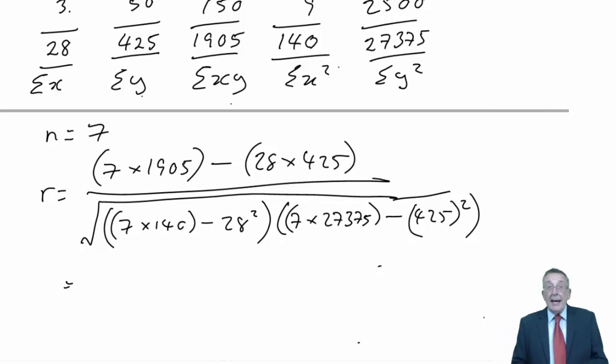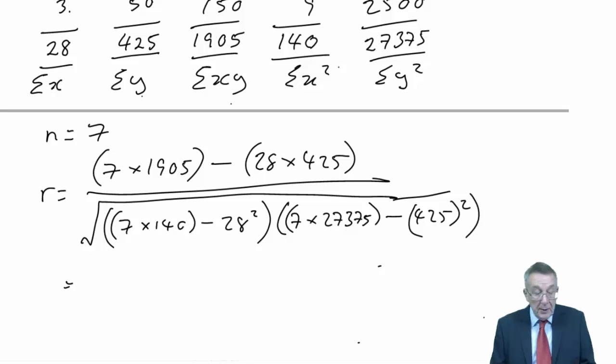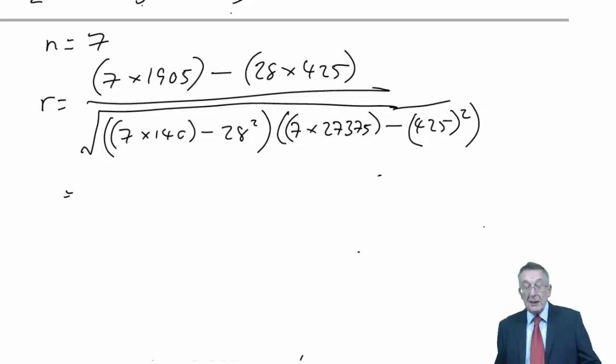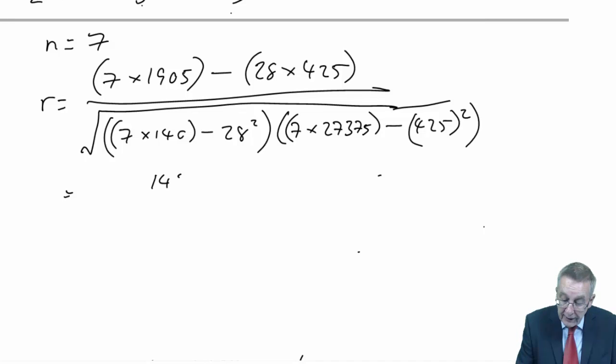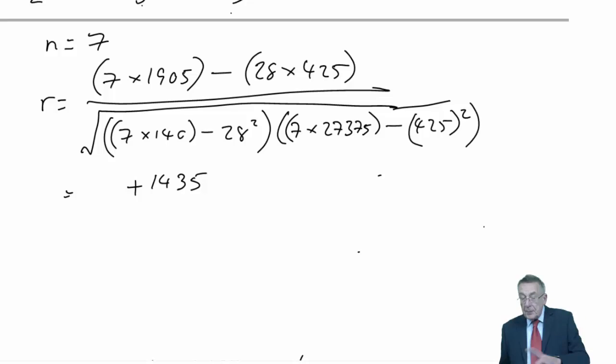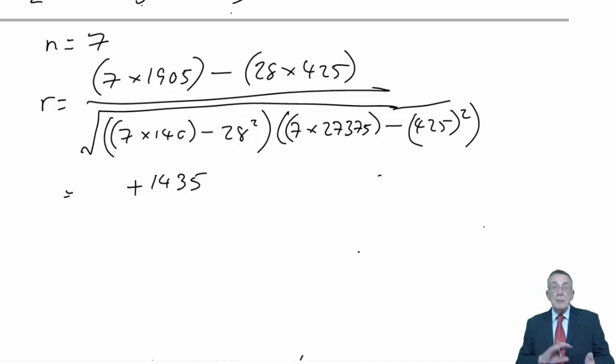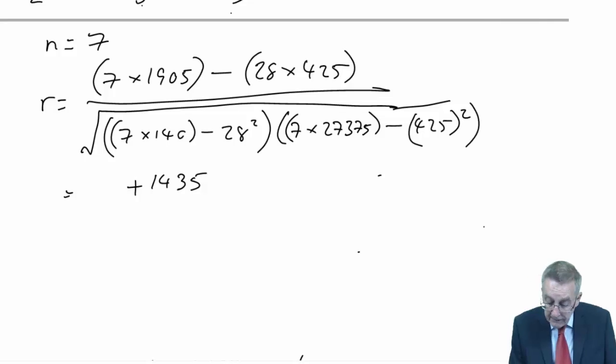I'll try and be as fast as I can. Yet again, please, you are not required to use this formula or learn it. Anyway, the top bit I'll do all in one. It's 7 times 1905 minus 28 times 425. It's 1435. And it's positive. It will be important later. The top bit could be positive or negative, and it will matter, but it is positive.